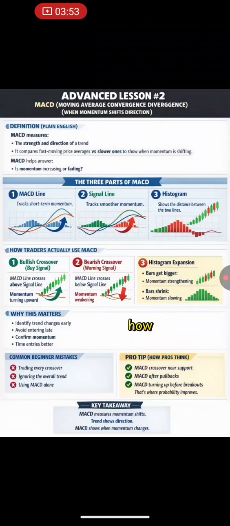Pro tip, how pros think. Smart traders look for MACD to cross over near support, and MACD to pull back after the crossover, and MACD crossover after pullback, right? So if MACD is crossing to the upside near support, you know momentum is building up. But if MACD is crossing over at resistance, then we understand we're probably going to get a pullback or a breakdown, right? MACD turning up before breakouts. That's where probability improves, right?